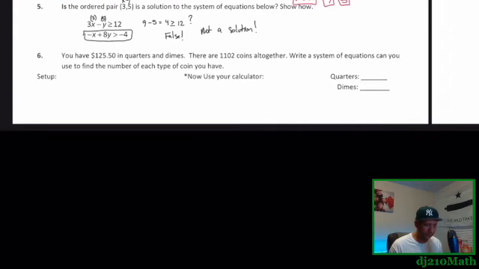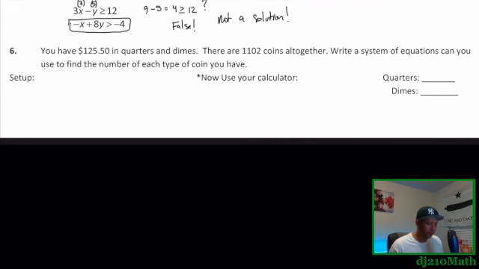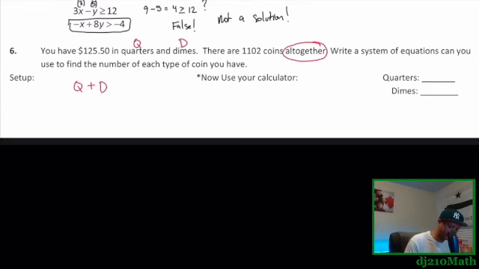All right, number 6. You have $125.50 in quarters and dimes. Okay, so I can already see where this is going. We can call this Q and call this D. We can use X and Y, but whatever. So there are 1,102 coins all together. So all my quarters and all my dimes is 1,102 coins. So right away, Q plus D equals 1102.